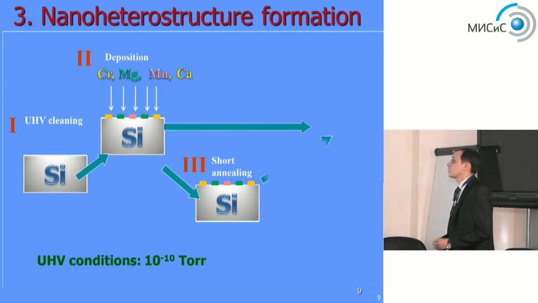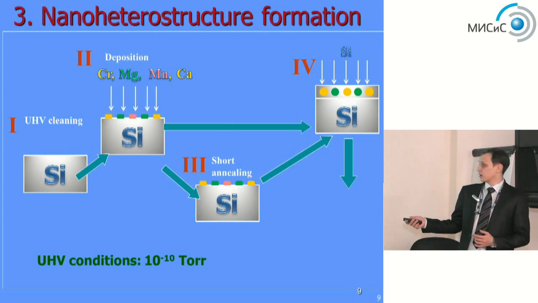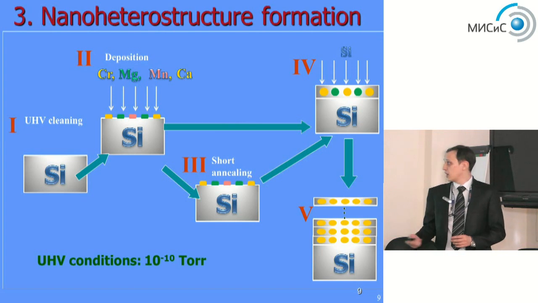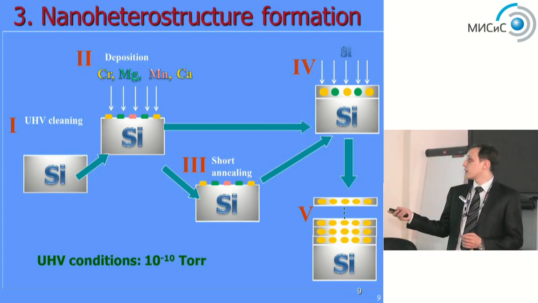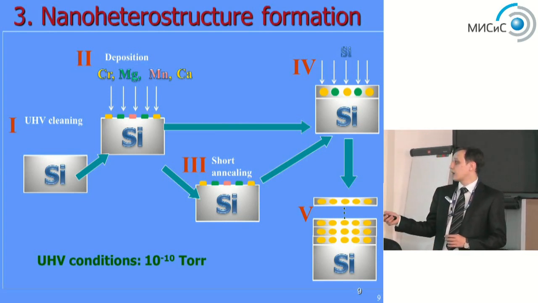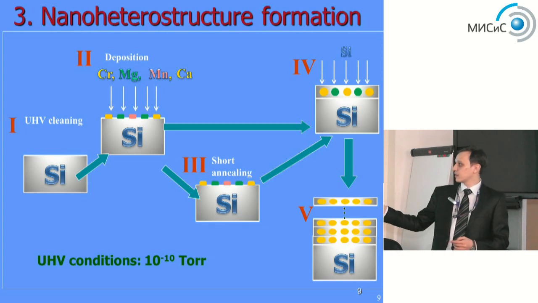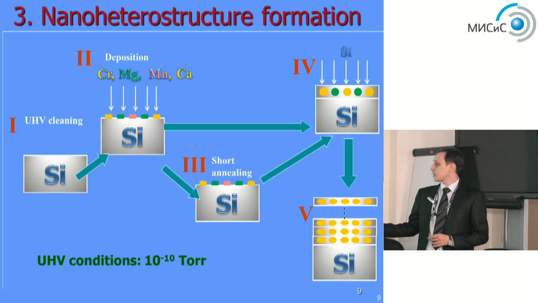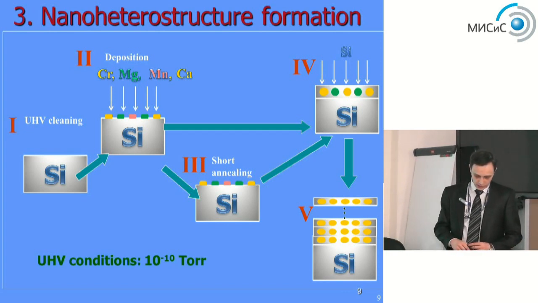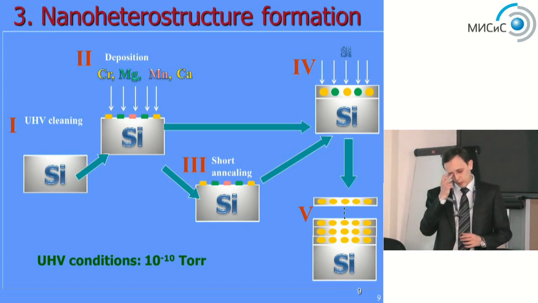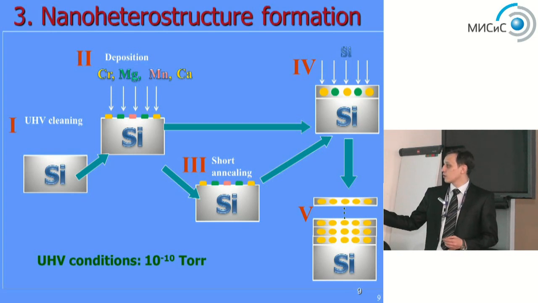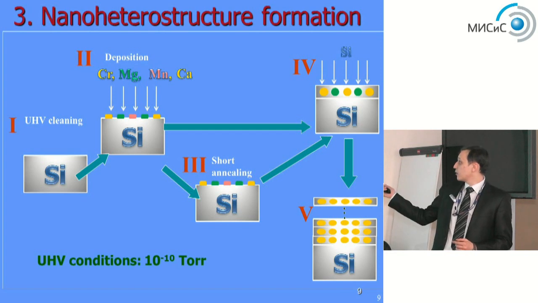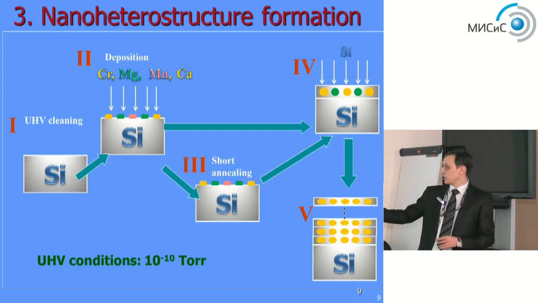How do we make our samples? Firstly, in ultra high vacuum, we clean the silicon substrate. After that, we evaporate, we deposit our metals on the atomically clean surface. It doesn't mean that chromium, magnesium, manganese, calcium are in one sample. It means that maybe some samples are chromium, some are magnesium. After that, we can anneal this thin metallic layer, or maybe we evaporate at room temperature or sometimes at high temperature. Then we evaporate silicon. If we need a multi-layer structure, we repeat this procedure many times.